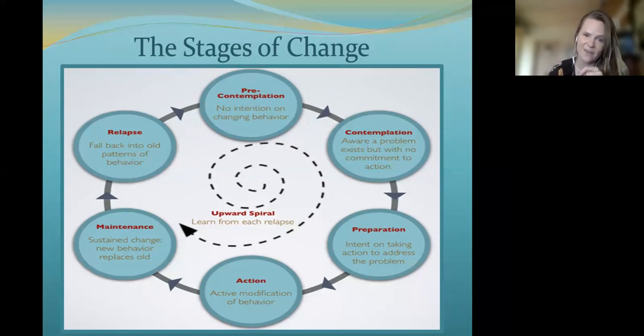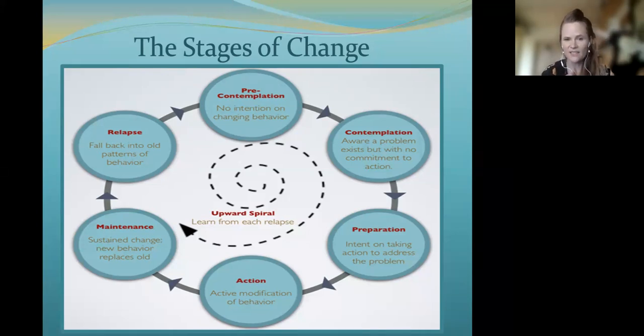So considering it that way, we see how these link together. Pre-contemplation is no interest in changing behavior, or not enough interest to make a change. With contemplation, there's awareness that a problem exists but no commitment to action. Preparation is the intention to take the action, then action is actually modifying the behavior, maintenance is that sustained change, and then relapse, again, I really want to emphasize, is a very normal part of the process where they fall back into the old pattern of behavior.